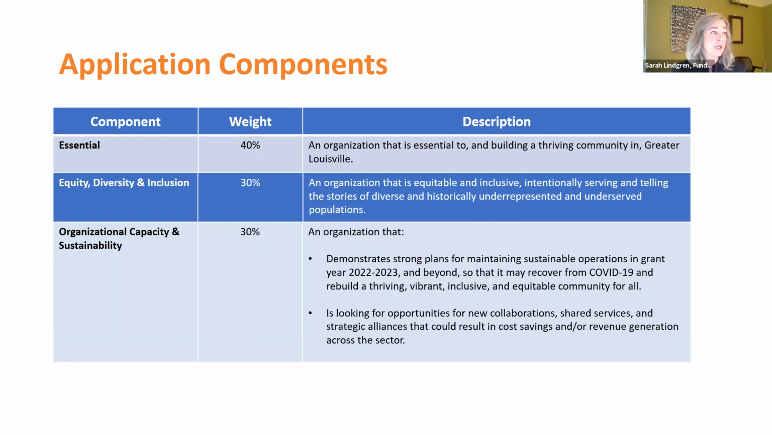Equity, diversity, and inclusion is the second component of the application. This is worth 30% of your score. And again, looking for an organization that is equitable and inclusive, serving and telling the stories of diverse and historically underrepresented populations. The third component, organizational capacity and sustainability.